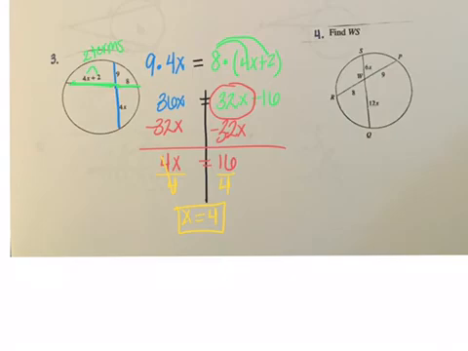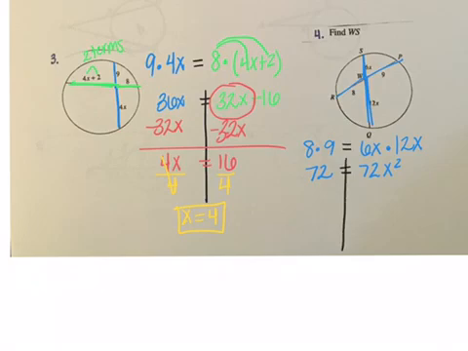Lastly is example 4. We're going to look at the horizontal line, so 8 times 9, which is 72. We're going to set this equal to 6x times 12x. And 6 times 12 is 72x squared, because x times x gives us x squared. And to get rid of the 72 next to the x, because it's 72 times x squared, we're going to divide both sides by 72.